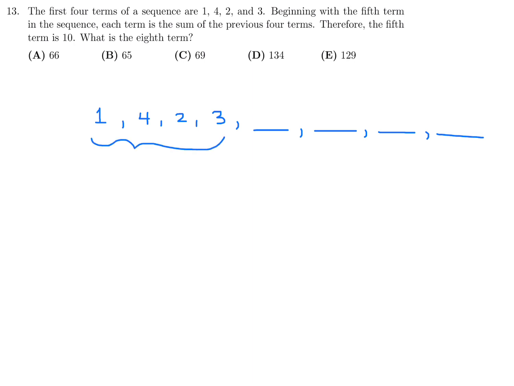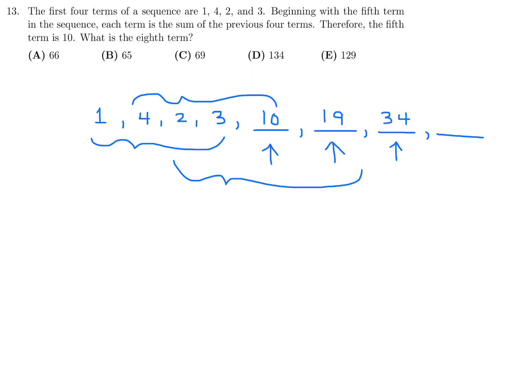So they've already given you the first scenario, which is the 5th term. They tell you that's 10, and that is because it's the sum of the previous 4. So we just have to continue that. Now to get the 6th term, it's the sum of the previous 4, which was 19. And then to get the 7th, the sum of the previous 4, which is 29 plus 5, and that is 34. And then finally, to get the 8th term, which is the term they want, it's the sum of the previous 4. And when you add up those numbers, you get 66. So number 13, the answer is A.